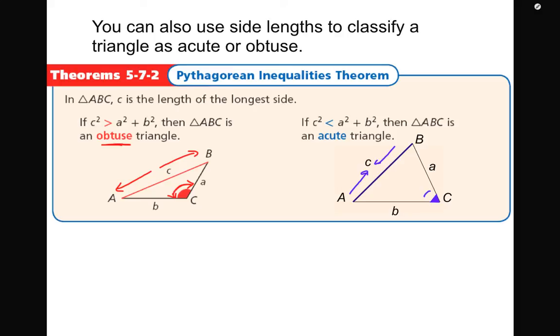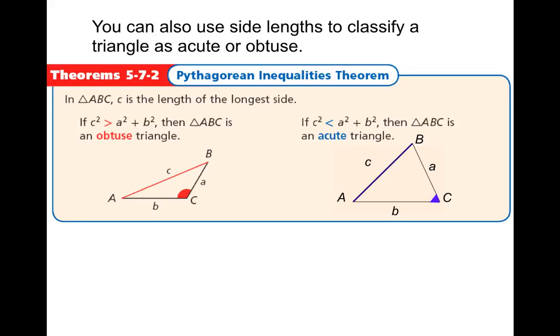So if the c squared is bigger than a squared plus b squared, it's obtuse. If the c squared is smaller, it makes a smaller angle, so it's an acute triangle. If you say it in that way in terms of the c squared, I think obtuse and big, acute and small would make sense.